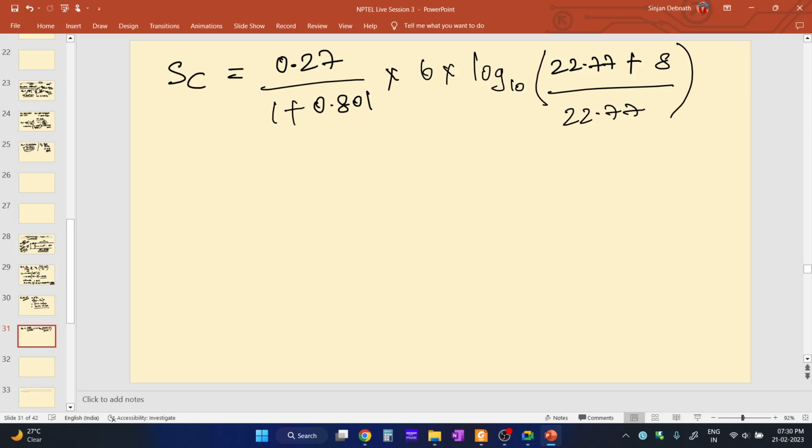Now if you calculate this equation, you will get primary consolidation settlement equal to 0.087 meter, which is equal to 87 millimeter. This is the answer.